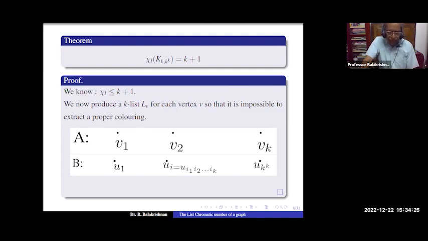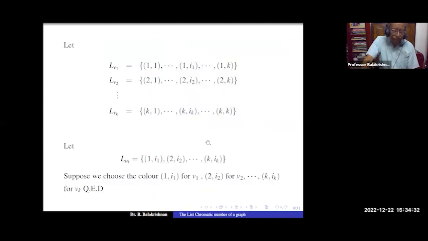Next one, please. Yeah. So here is the list. What is the list that I am giving for V1? Well, 1 1, 1 2, 1 3, 1 i1, 1 k. This is L(V1), the list for V1, in the top layer of the bipartite graph. For V2, I take it as 2 1, 2 2, 2 i2, and 2 k. For the last one, L(Vk), I take it as k1, k2, up to kk. And in between, you have some others.